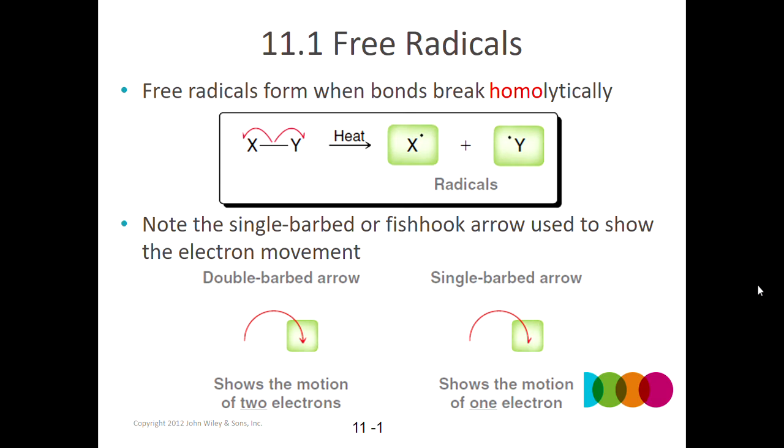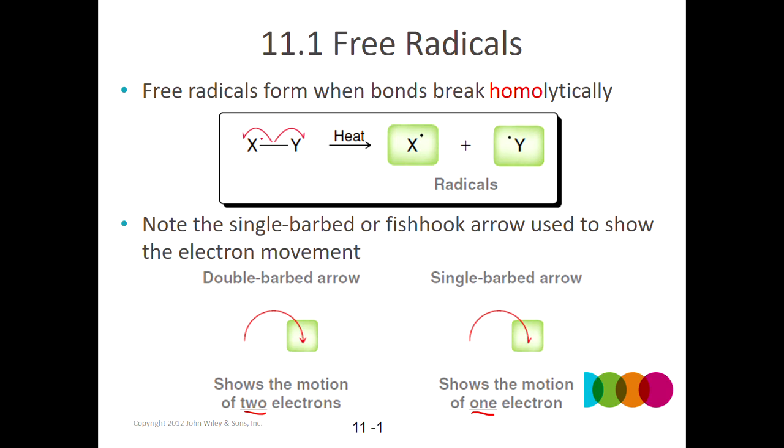Alright, so last semester we talked a lot about reactions and mechanisms, and we use these curved arrows to show electron movement. We're going to do a lot more of that this semester, but this first chapter about free radicals is going to involve these other types of arrows. The fishhook style arrows that involve a single barb on the head of the arrow instead of the double barb. And those are meant to show the movement of one electron instead of two electrons.